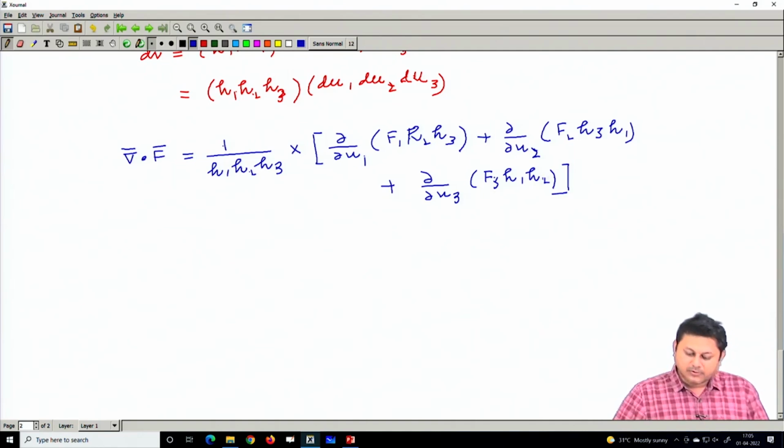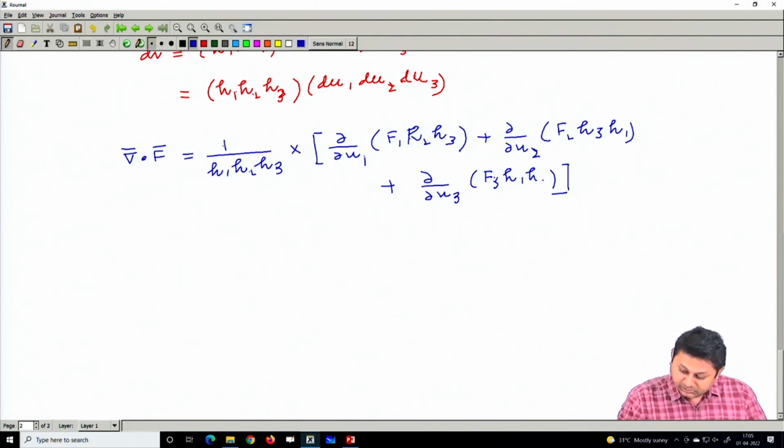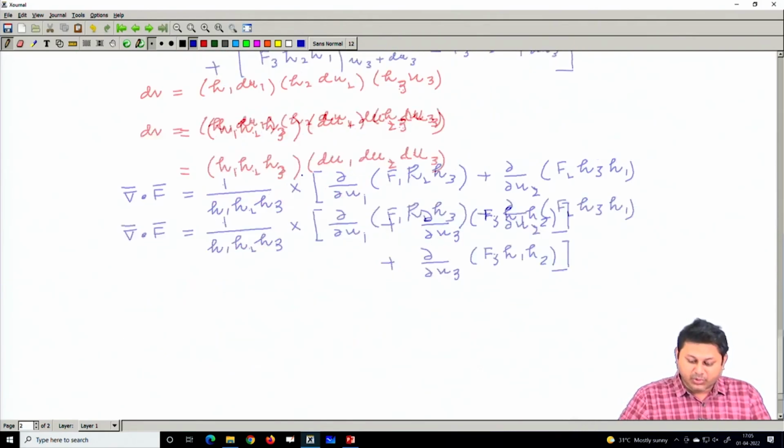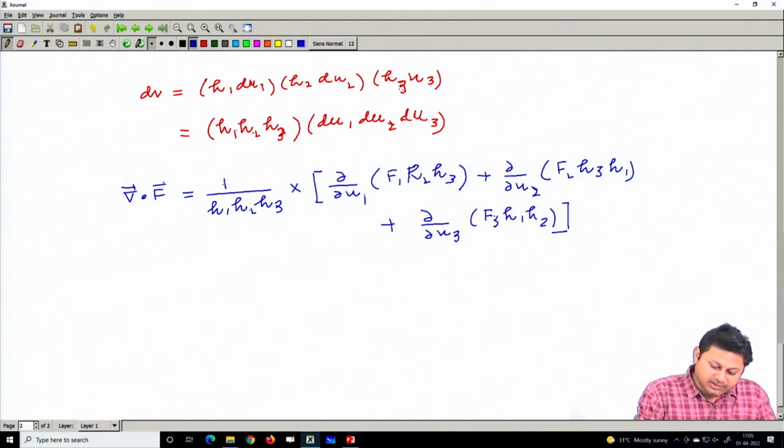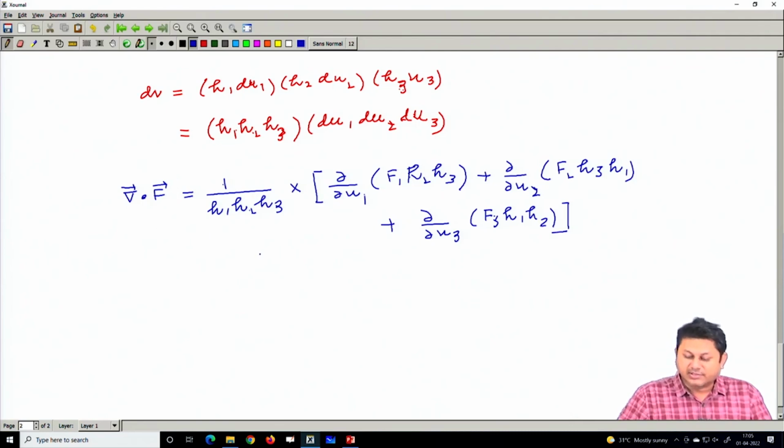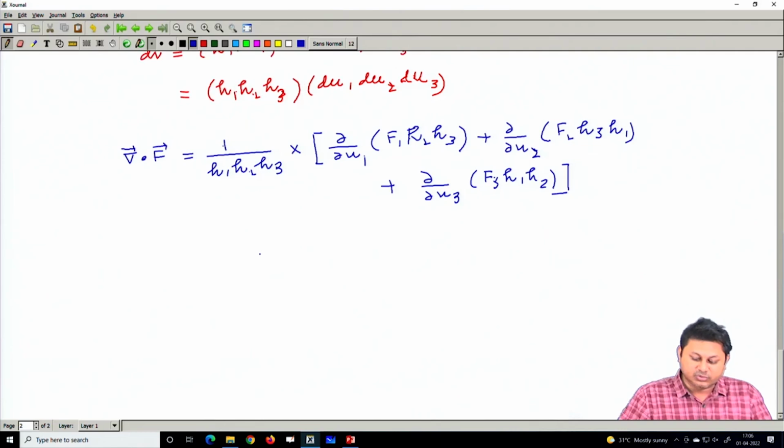This is 2. So, these things are important. Once you have this expression, then it is clear that in generalized form, if you know H1, H2, H3, then you can find out what should be the form of this divergence in any coordinate system. You can see there is a significant difference between the Cartesian coordinate system, the spherical polar coordinate system, and this.